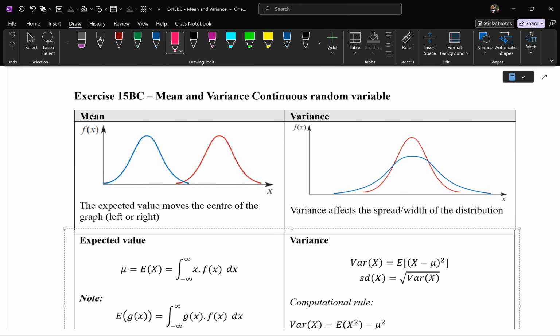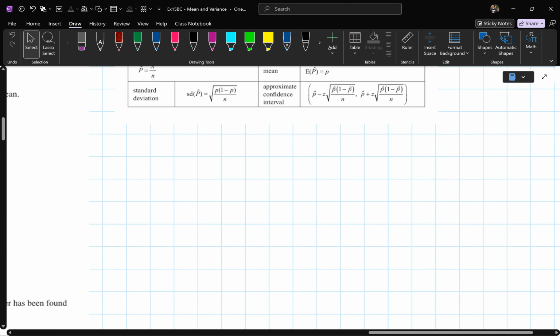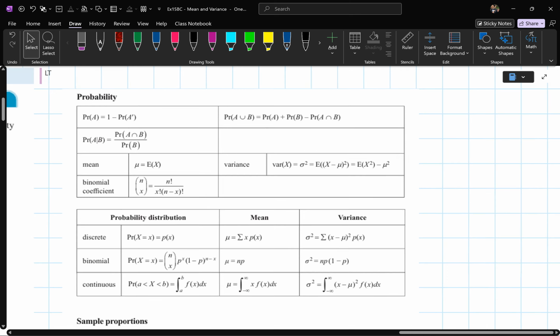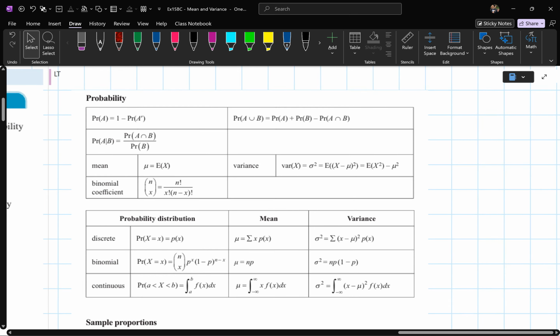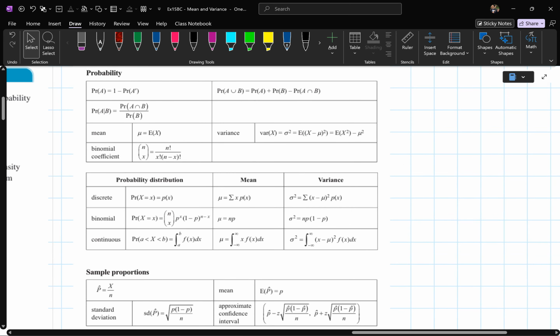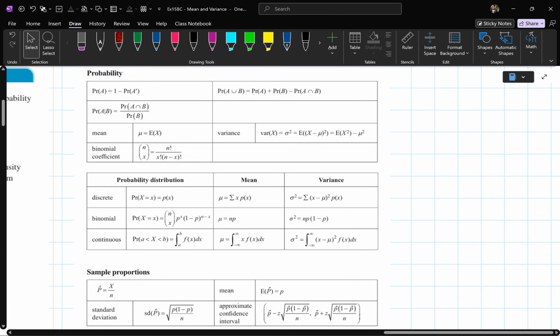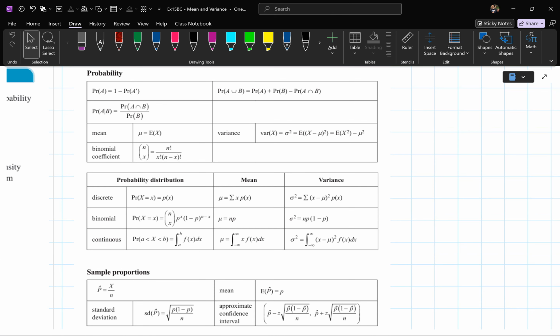Last session, I did a very quick revision on 15A, but let's do a proper one again. Chapter 15, I'm just going to show you the formula sheet from your exam. This is what you're going to get for your exam for the probability section. This is what it looks like.